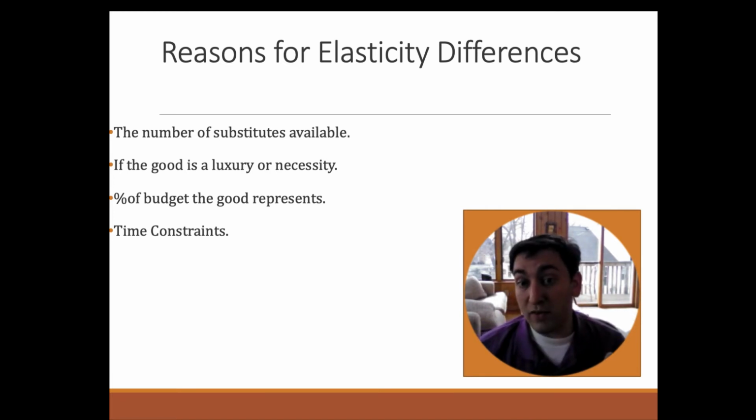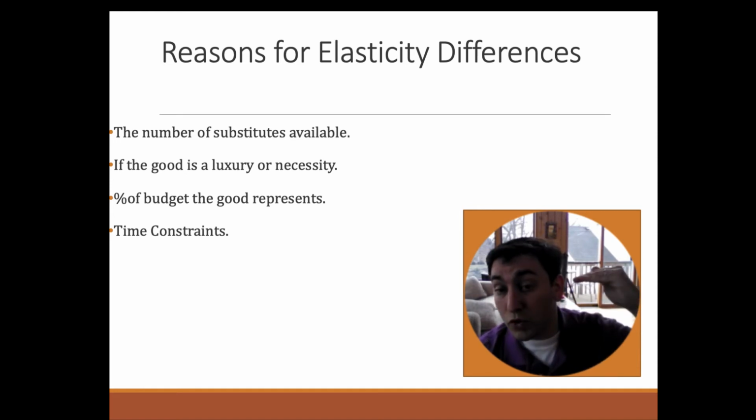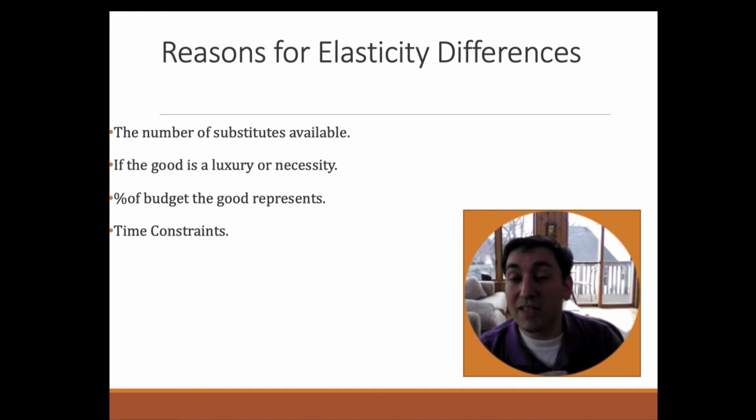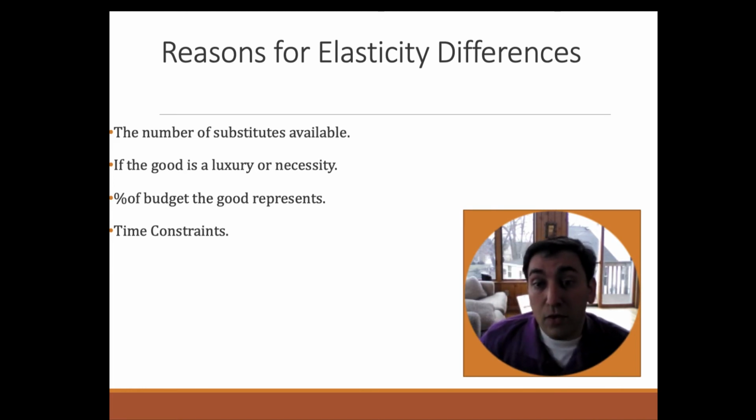However, if the price of my mortgage suddenly doubled, if my mortgage went from $1,000 a month to $2,000 a month, even though it's the same price change, it's doubling, that $1,000 has a huge impact on my budget and I'm forced to go out and look for alternatives. The more expensive the item is, the more I'm going to have to look for alternatives.